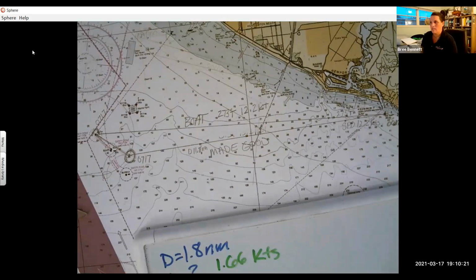Okay. How you guys feeling about this triangle so far? You guys following along? Okay. Good deal. Okay, so we're going to move on to the next one.